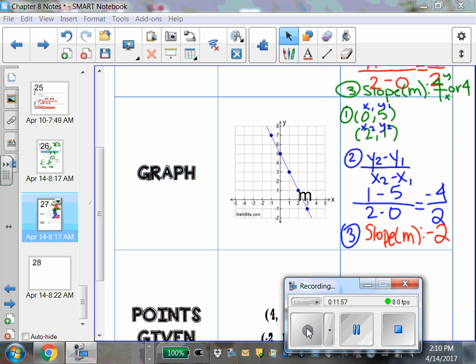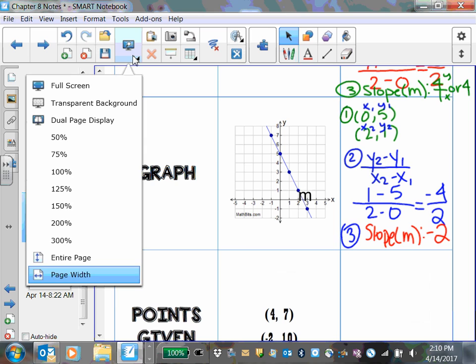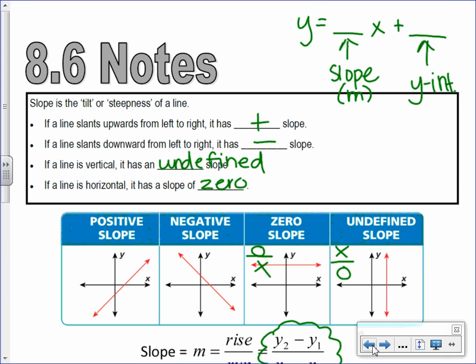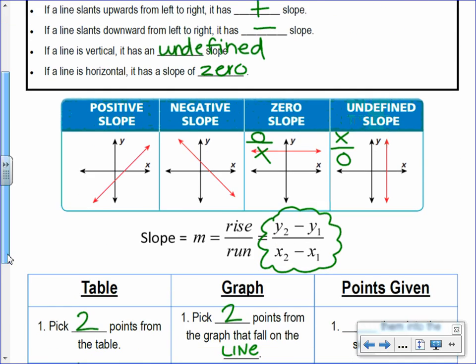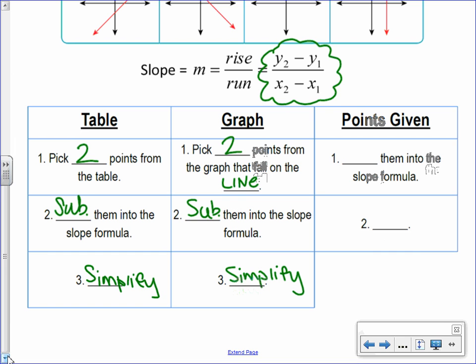You all seem to do pretty well with the points, but let's go right down the steps just in case. So flip to the front, just so when you do it on your own, when they give you the points, you don't have to pick 2 points. It's actually nice. So all you have to do is sub them into the formula and simplify. When they give you the points, it makes it a whole lot easier.